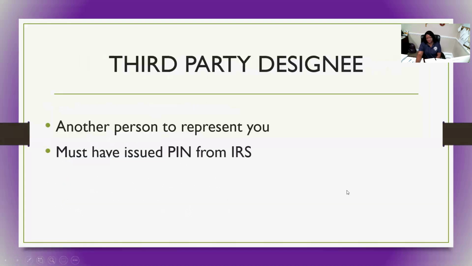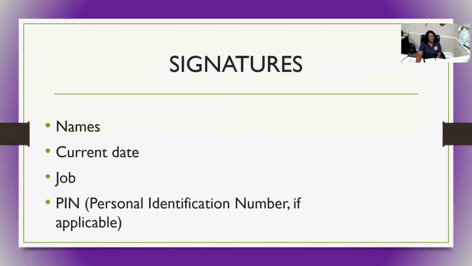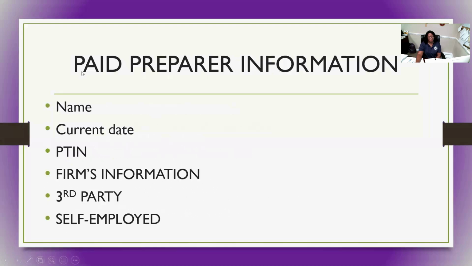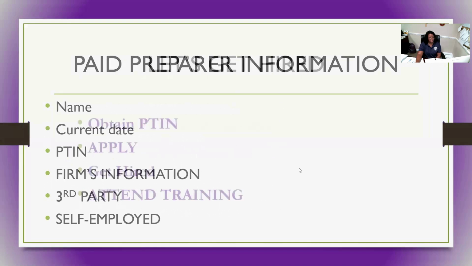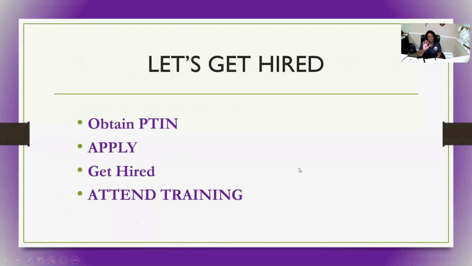We talked about the third party designee, the signatures, the paid preparer information, and what you have to put on a return so that you can make sure you're within your Circular 230 rights. Now, what everybody's been waiting for, let's get hired.